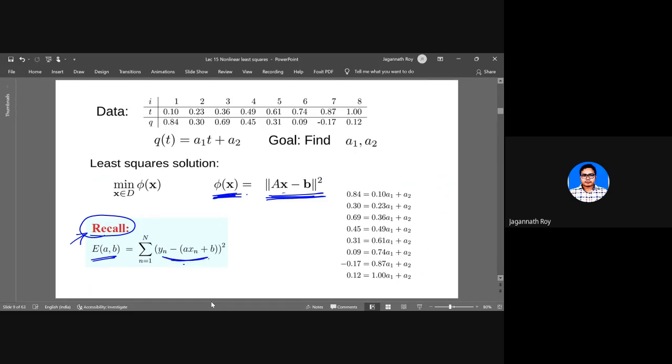This is the error term. For example, if you expand it and write all these equations with summation, it will look like this form. But if you write it in the matrix form, it will look like this form.